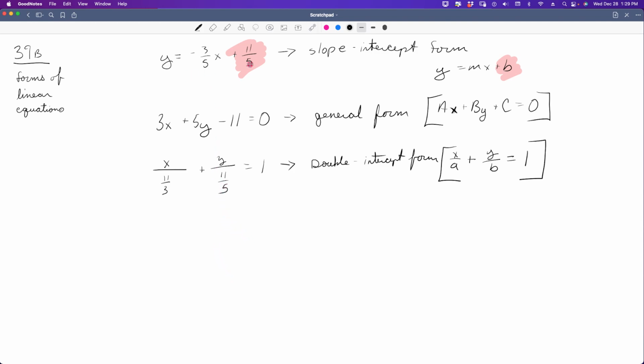And for this equation, the point slope form is going to be y minus 1 is equal to 3 over 5 times x minus 2. This is called the point slope form.